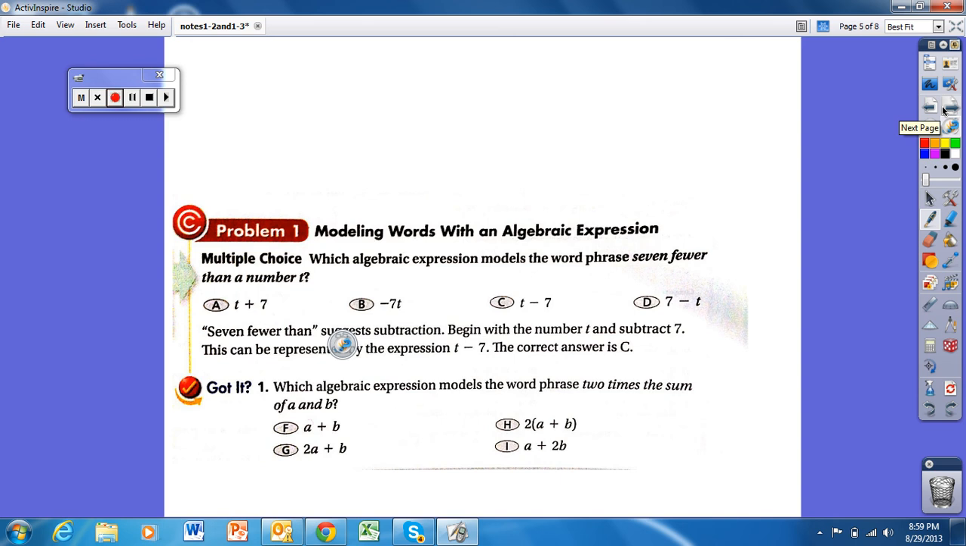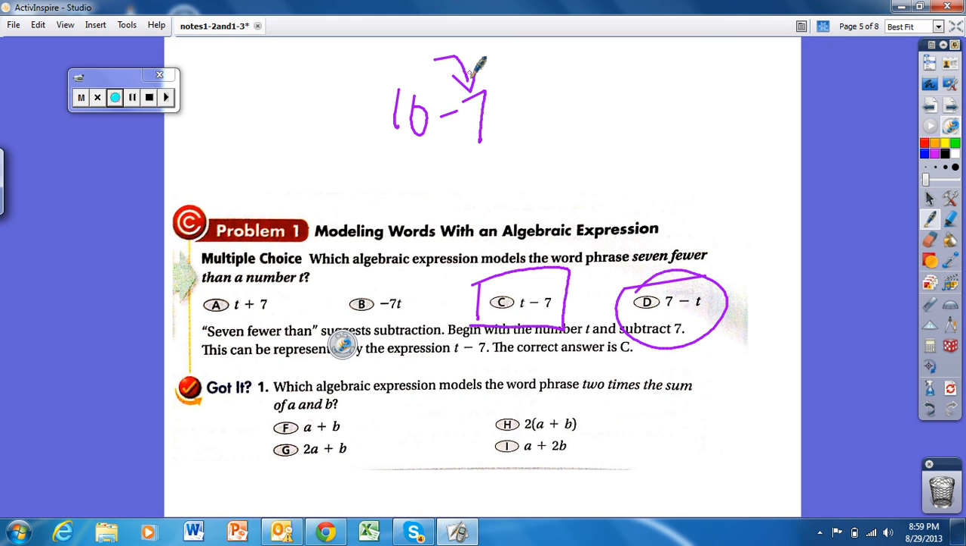1.3. Modeling with words. Which algebraic expression models the word phrase 7 fewer than a number t? Fewer means less than. Less than means subtraction. 7 fewer than t. Now some of you might have gone here. But if I had asked you what's 7 less than 10, you would have done 10 minus 7. So you know that fewer or less, the number goes second. So your answer is not D, it is C.